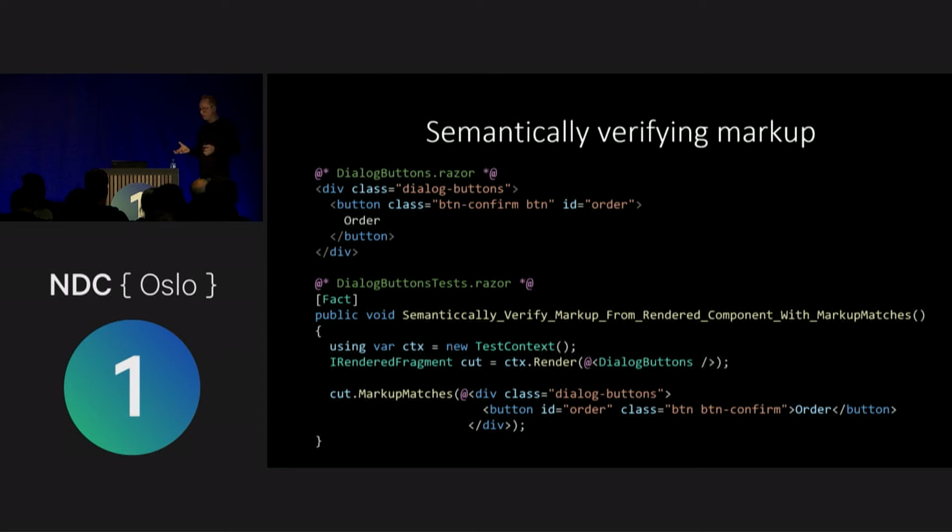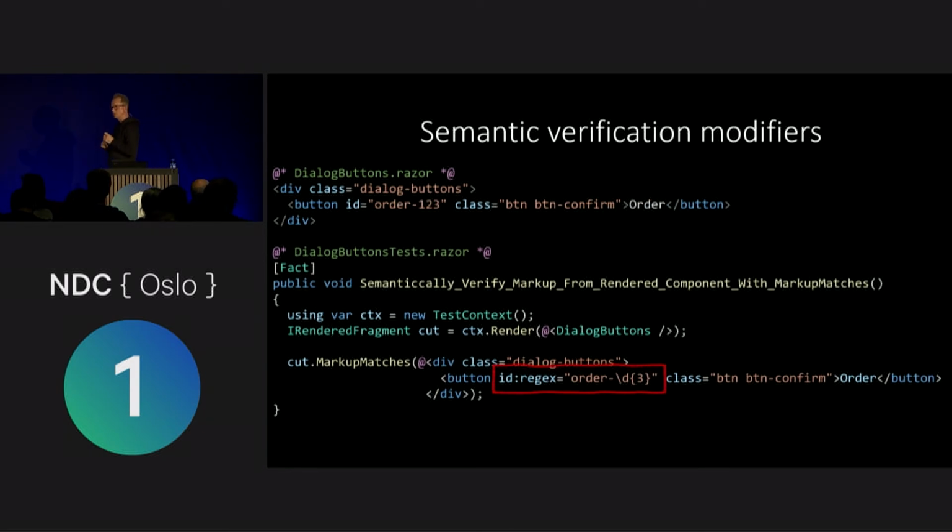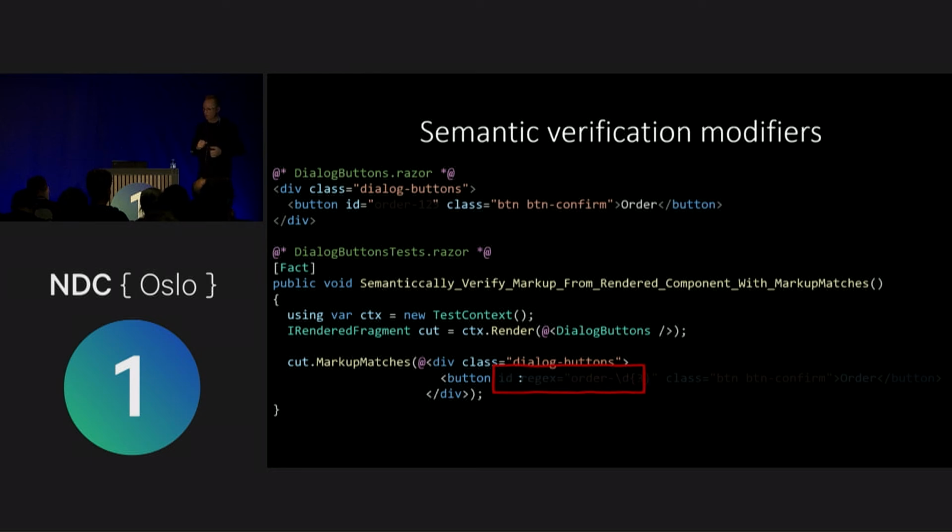Now, there can be more advanced scenarios, for example, where you have attributes that have generated content. Maybe that content changes every time. Maybe it's like an ID counter or a GUID or something like that. Well, the semantic comparer in bUnit has an ability where you can pass it various semantic comparer modifiers. And in this case, we're saying, instead of doing a string comparison of the ID attribute, just apply this regex instead and use that to check if it still matches. So again, it's about creating a stable environment for your tests so they don't break when they don't have to.